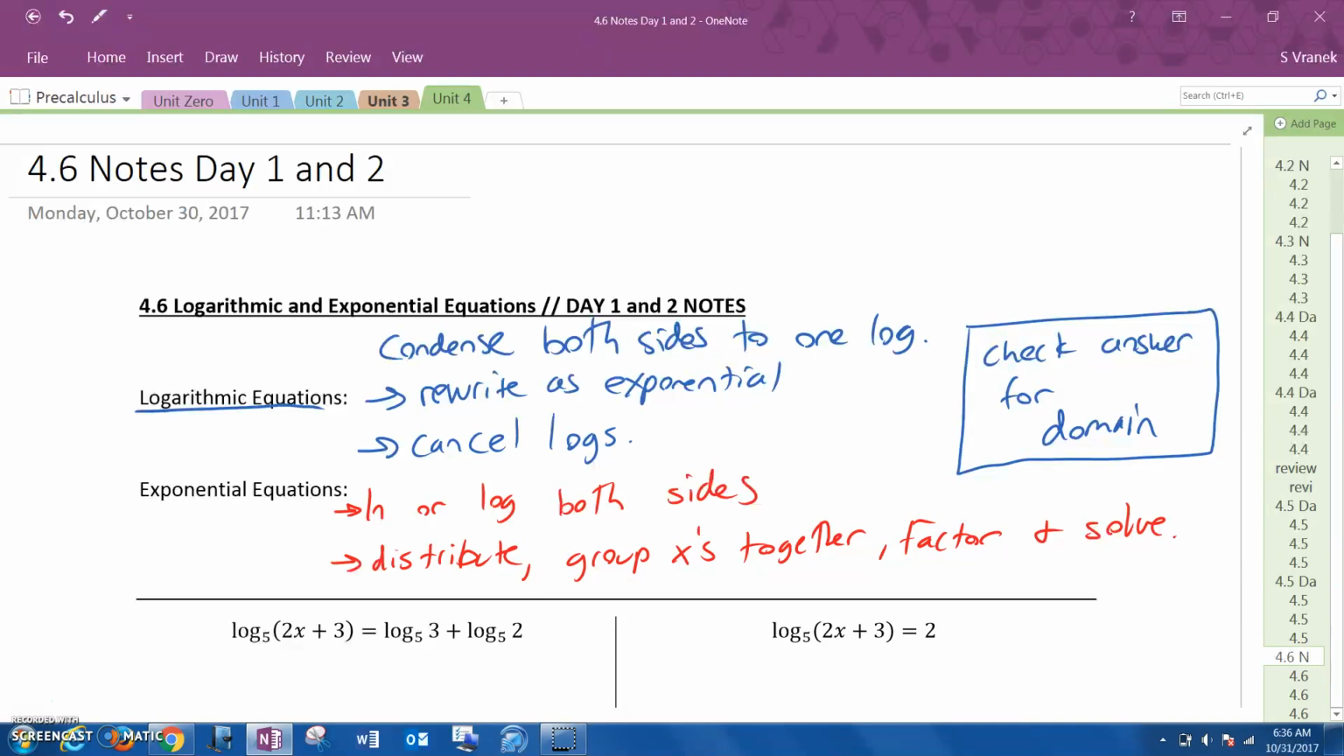to make sure it fits within the domain. That is critical. For exponential equations, you want to either natural log or log both sides, because you can use your calculator for those. And then that'll let you bring down the exponents. When you do that, you have to distribute if necessary, group x's together if there's more than one x, and then factor and solve. So pause the screen or write all this down, and then we will go on and just solve some equations today.